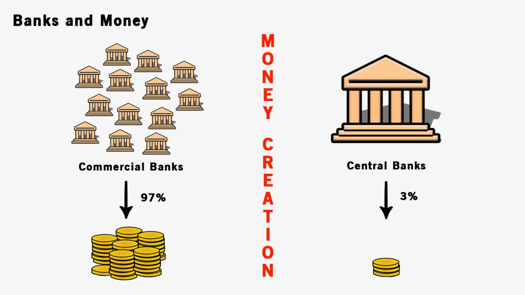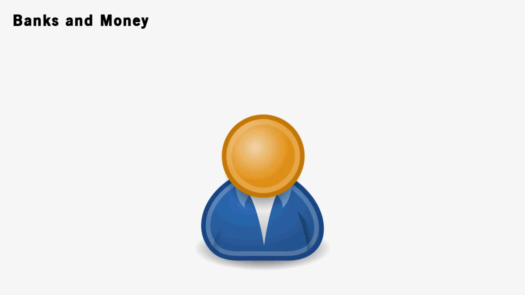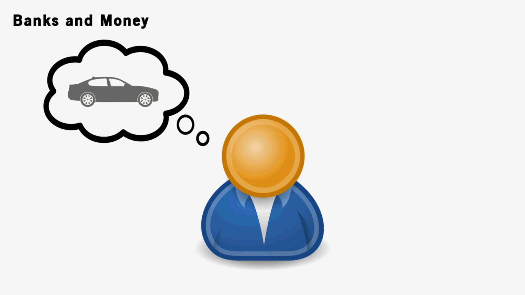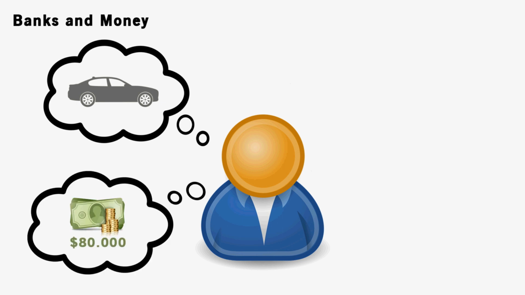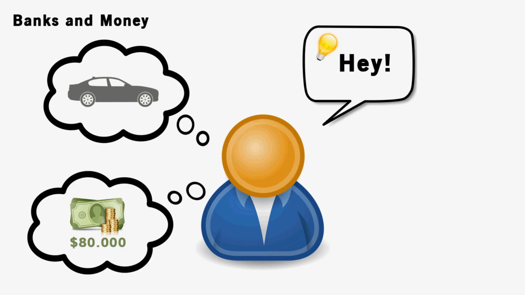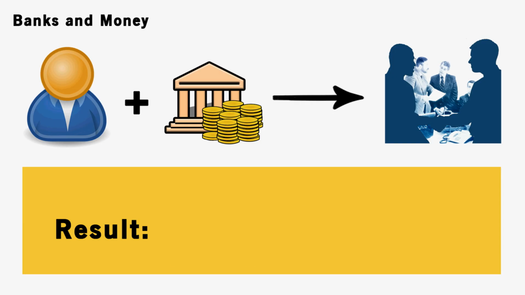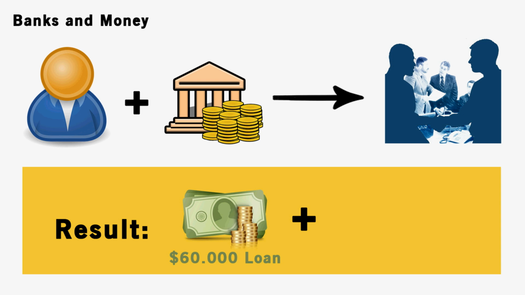This creation of money happens every time an individual or business takes out a loan at a bank. In order to explain how this works, let's look at a simple hypothetical situation. This is John. John really wants to buy a car. The car costs $80,000, but John does not have that much money. He decides to ask his bank to help him out. The bank agrees to give John a loan of $60,000. John can now buy a new car by paying a fixed monthly fee, including interest, over the next 5 years.